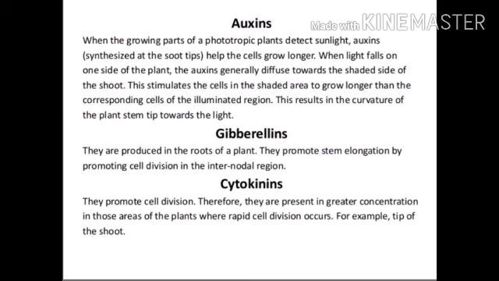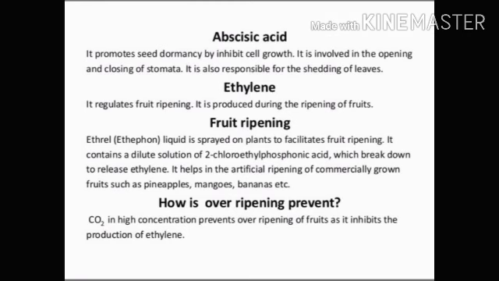Now, cytokinin. They promote cell division. Therefore, they are present in greater concentration in those areas of the plant where rapid cell division occurs, for example, tips of shoots. Now, abscisic acid. Abscisic acid promotes seed dormancy by inhibiting cell growth. It is also involved in opening and closing of the stomata, and it is responsible for the shedding of leaves.